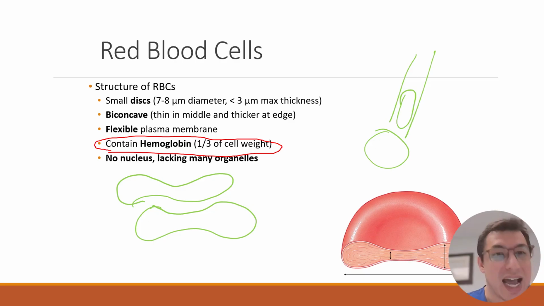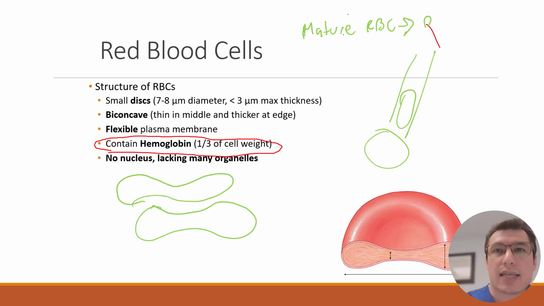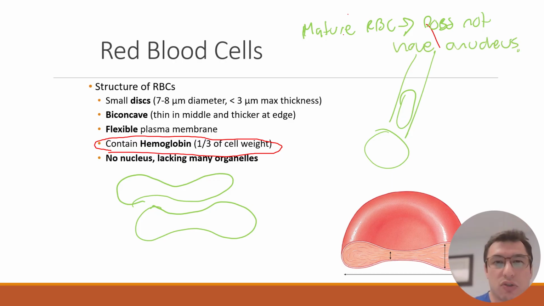It's the hemoglobin that carries the oxygen, and because the main function of the red blood cell is to carry oxygen, most of the cell is hemoglobin. Now there are different stages to red blood cells. Just know that they mature, and a mature red blood cell does not have a nucleus. Let's go ahead and go through the stages very briefly.